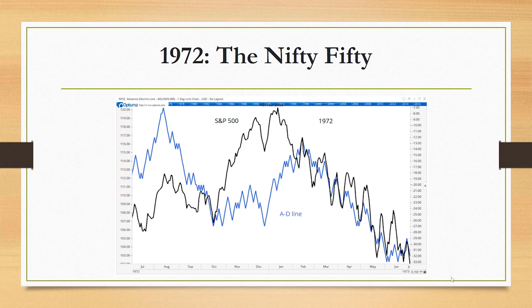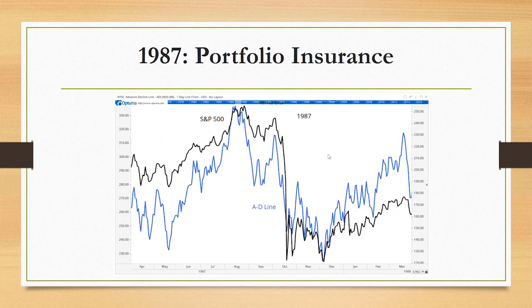Well, what we see is the AD line peaked back here in July 1972. Stocks rallied while the AD line failed to. And by February 1973, we had a clear signal there was a bear market. That bear market would knock about 50% off the prices of stocks over the next 2 years.